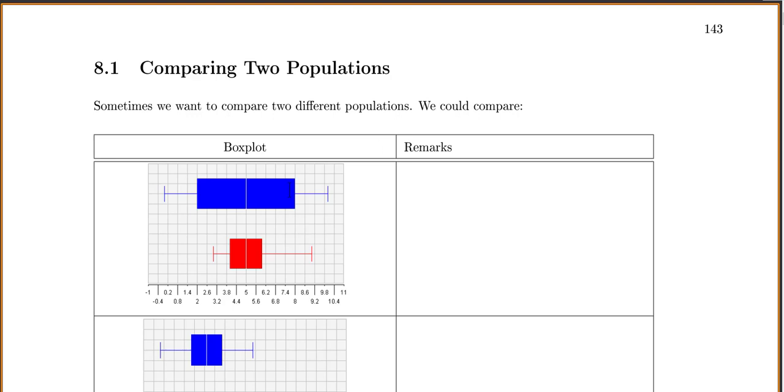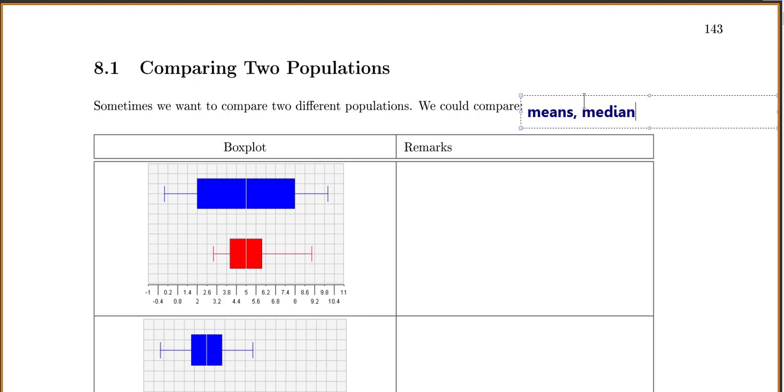In this video, we're going to learn how to compare two population means. So first though, let's just say we want to compare two different populations. Some things that we could compare. Well, there's quite a few options. We could compare their means.